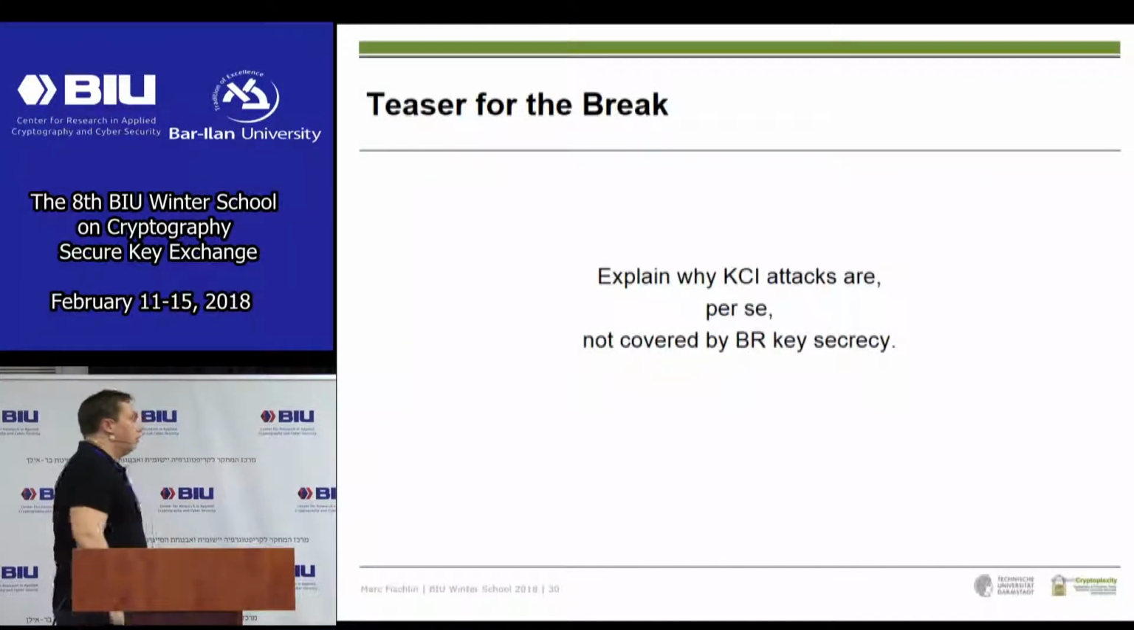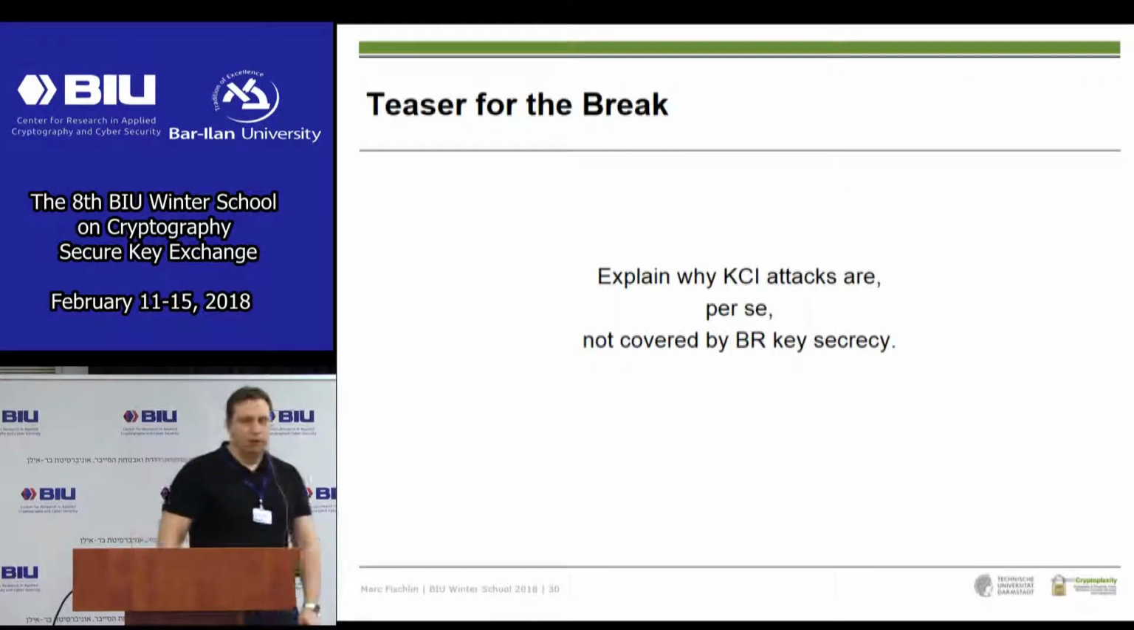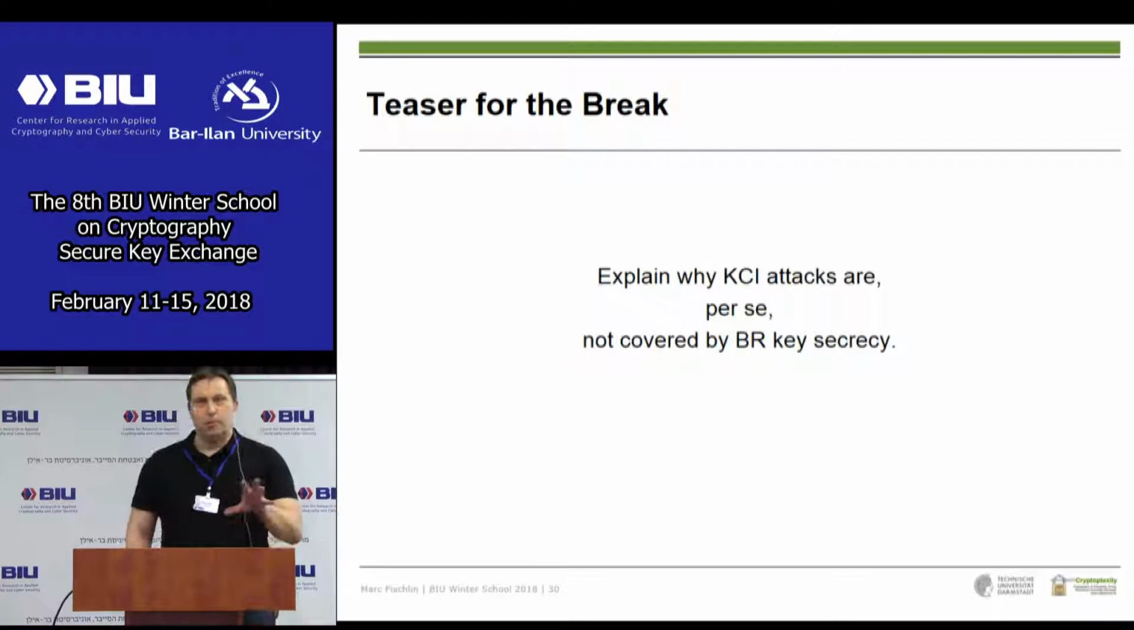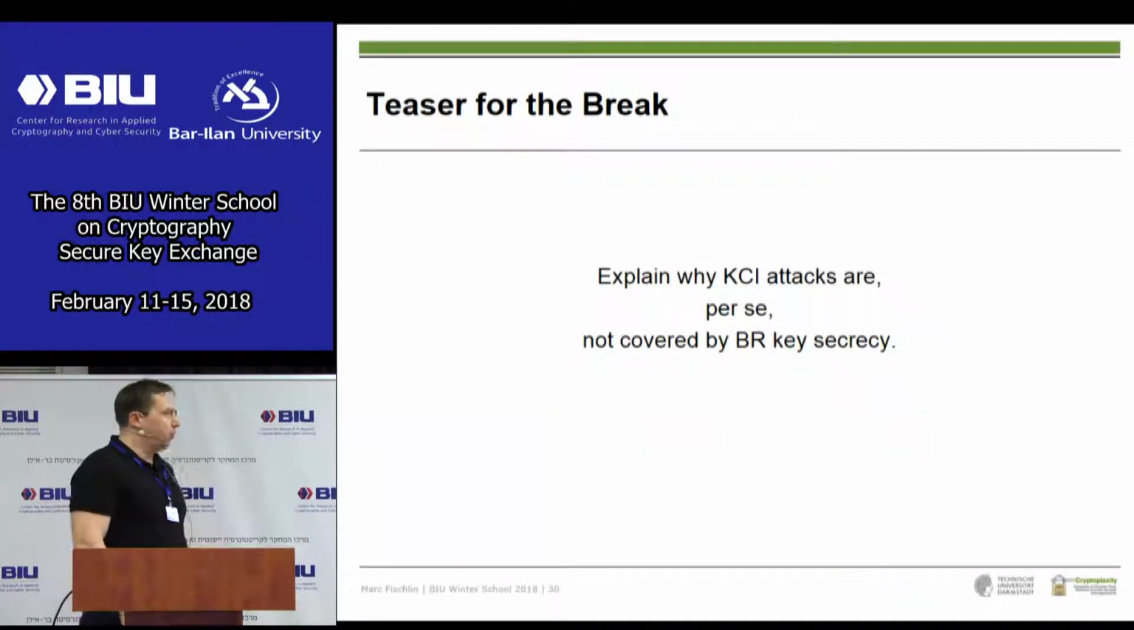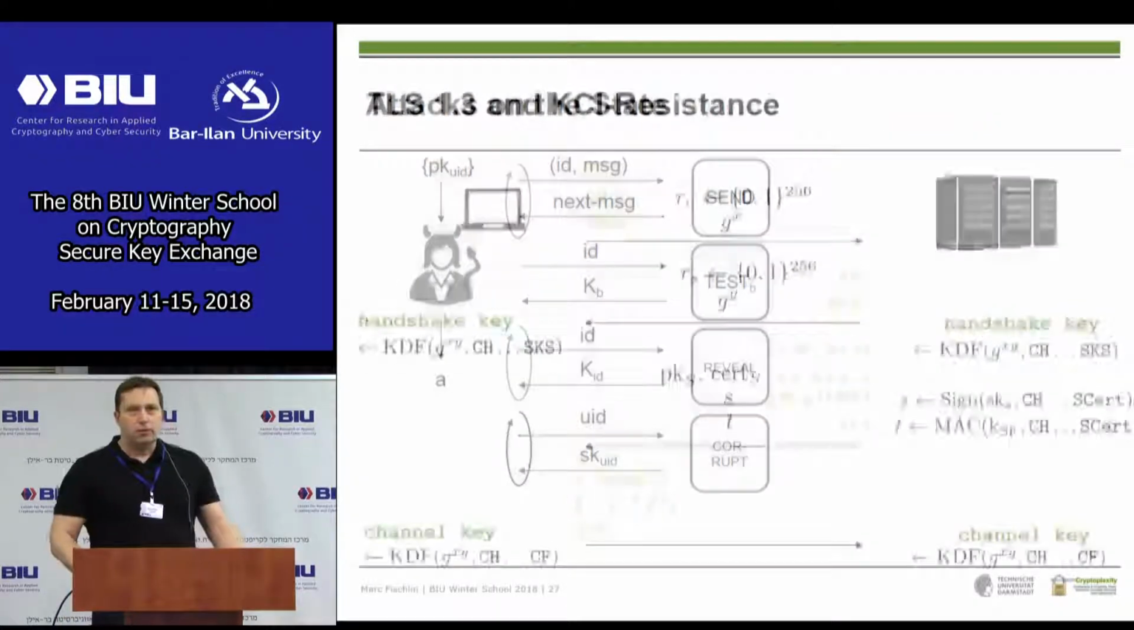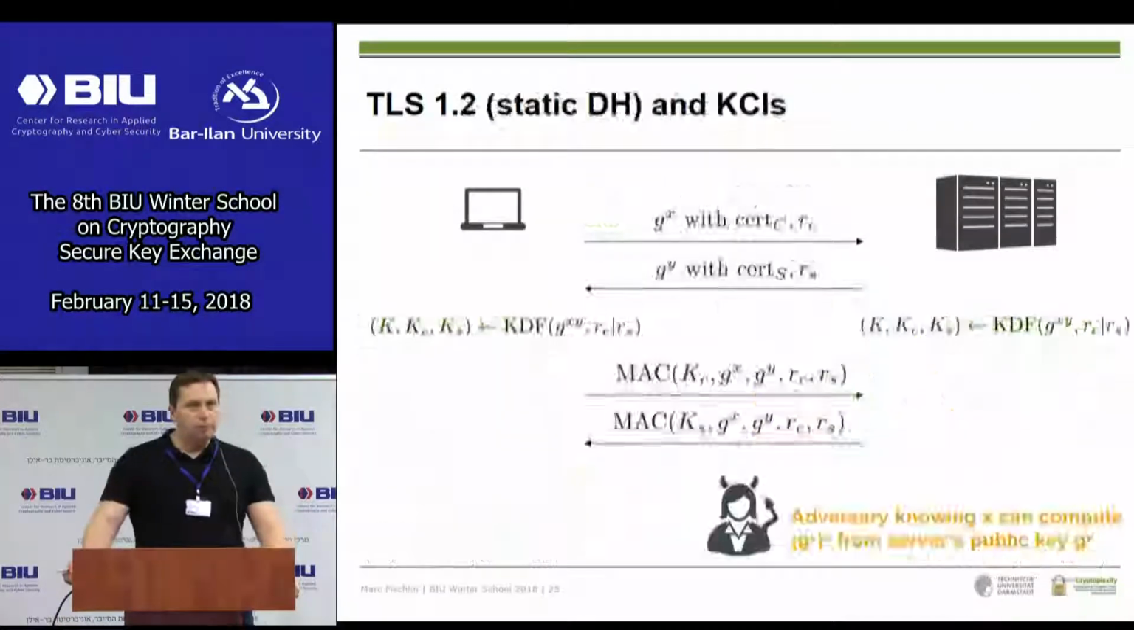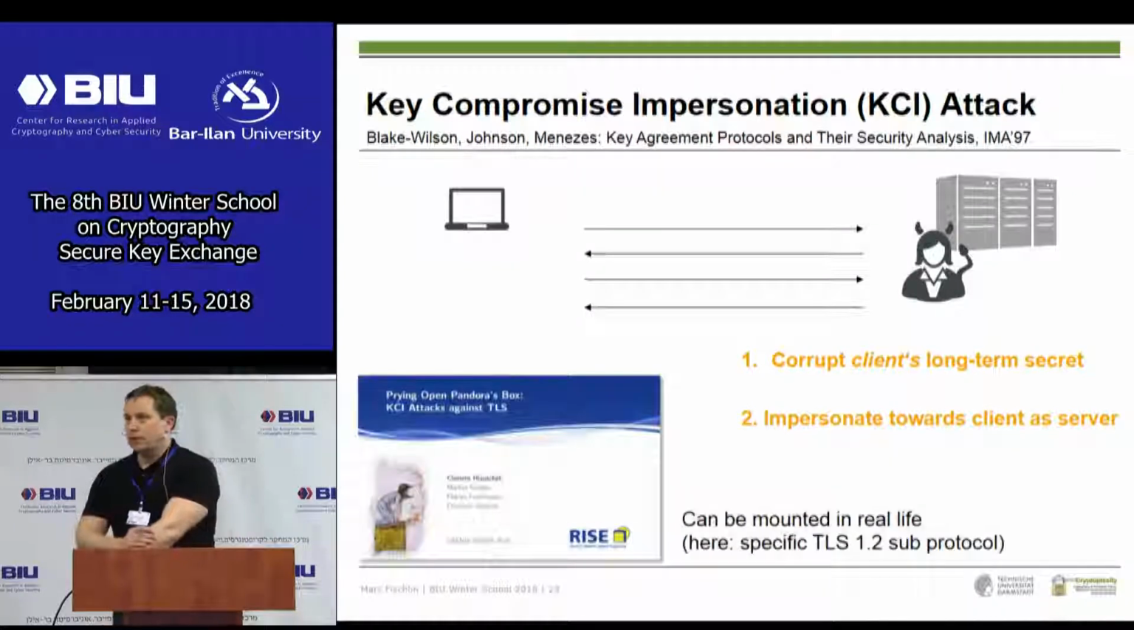Before the break, I left you with this question. If we consider KCI attacks, so I corrupt the party, and then I can impersonate that party. This is not covered in the BR security game, the secrecy game. Can you tell me why this is the case?